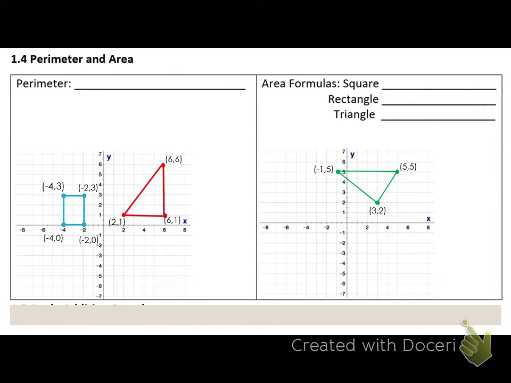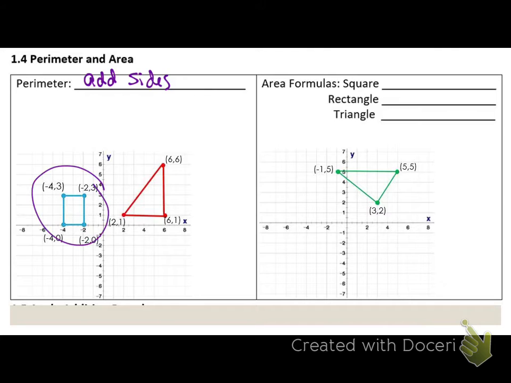All right, so we're going to do the perimeter section first. So what do we do to find the perimeter of any shape? You count all the units on each side. Yes. In other words, we're going to add the sides.